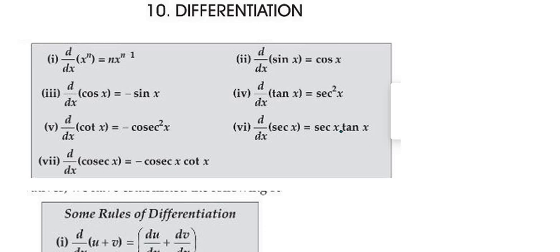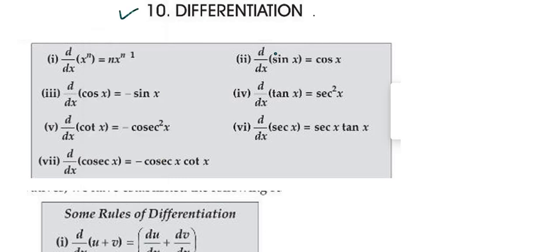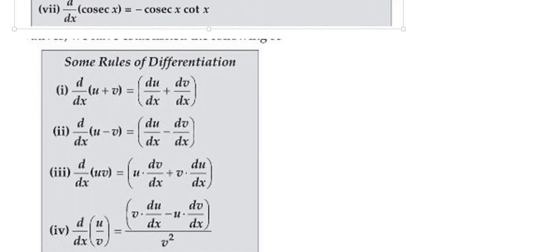Hey guys, I am here to start chapter number 10 from S Aggarwal. This is differentiation. This is the basic list of all the formulas, so please pause the video and write down the list. After this writing, these are some more rules of differentiation.